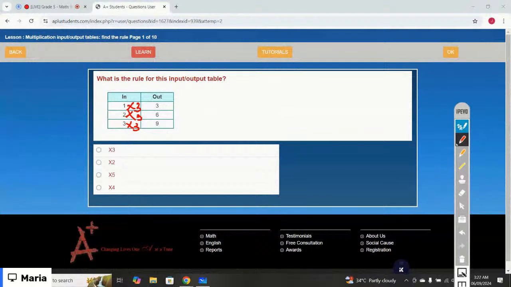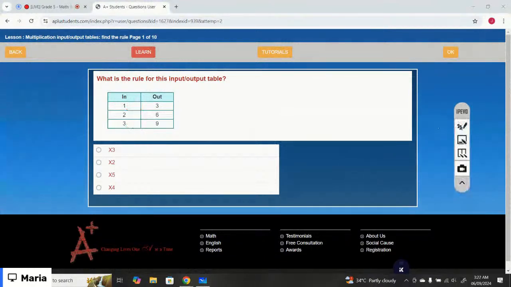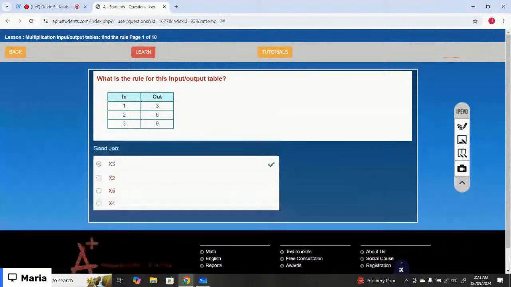That means you multiplied each input value by 3 to get the output value. So option number 1 is the correct option. The rule is you need to multiply them by 3. Option number 1 is the correct option, right? You have to multiply them by 3.